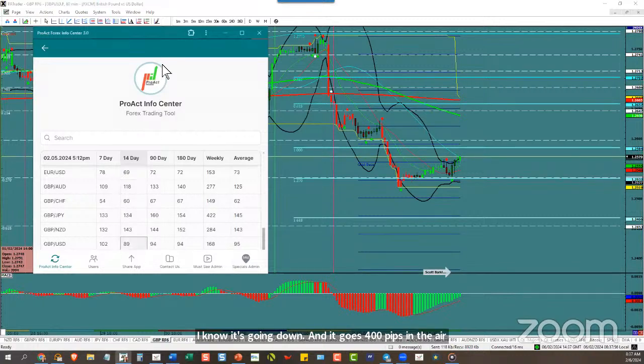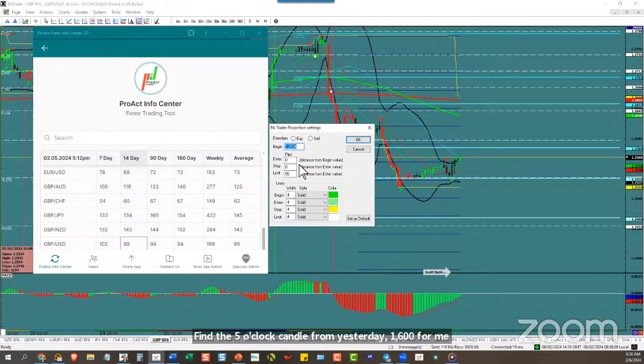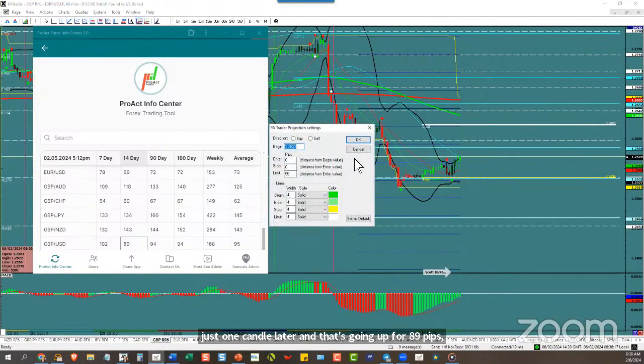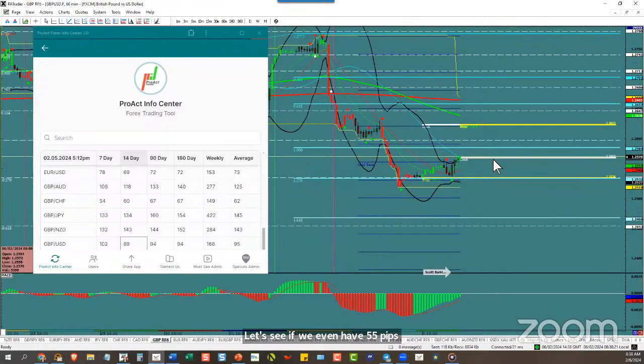Pound dollar, 89 pip ATR, which is also a fib sequence number. Find the 5 o'clock candle from yesterday, 1600 for me right there. And we put a low in on the 1700 candle, just one candle later. And that's going up for 89 pips. And there's the target. Let's see if we even have 55 pips left. And there we go. We got 55, but we barely got 55, as you can see.